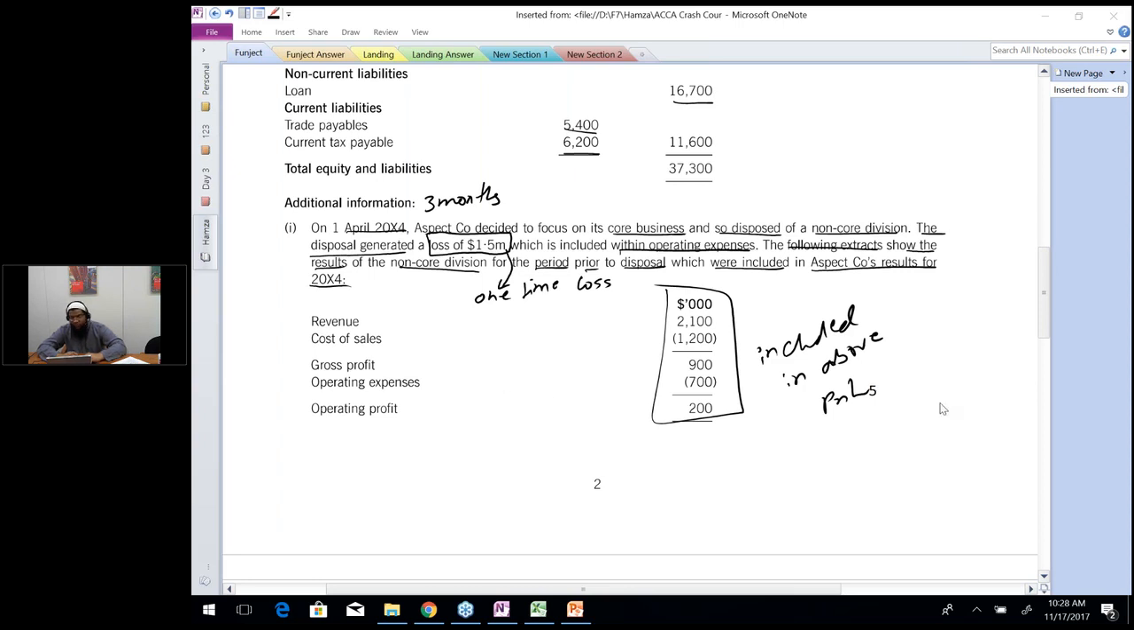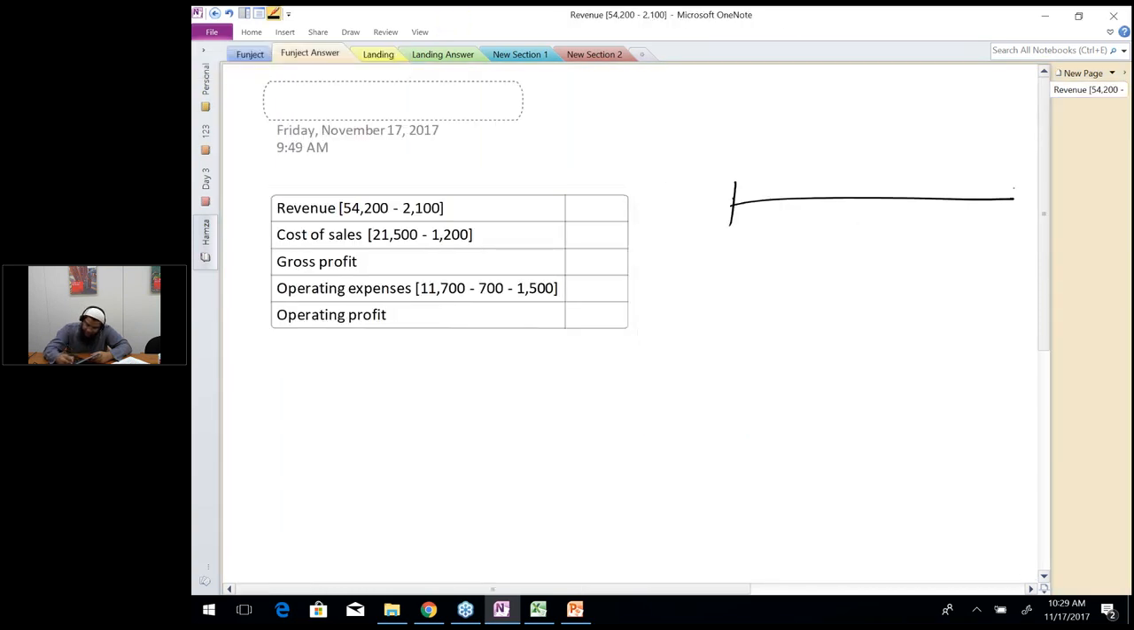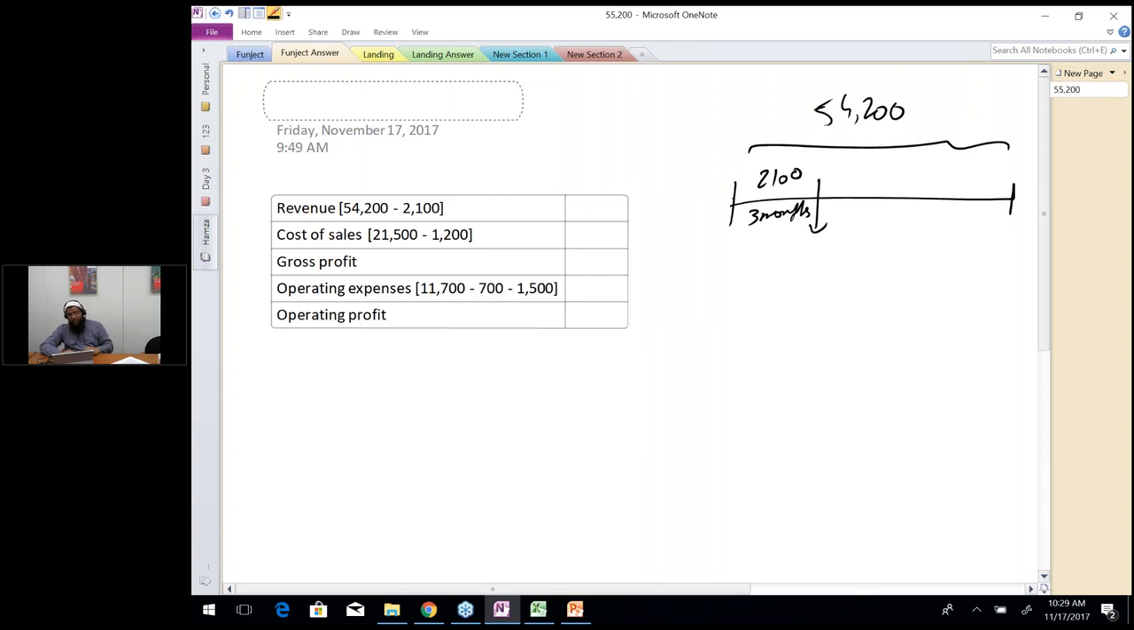Because Smita, we are actually removing these values. That's why we are taking 3 months time. So for example, moving towards the answer sheet, if I see the revenue for the entire year was 54,200, which includes 2,100 of the first 3 months of the division that has been sold. So currently the revenue was 54,200, but after my acquisition, am I going to get the revenue of 2,100? The answer is no, because that division has already been sold. So I'm not going to get anything from the division that has been sold. That's why we are removing this.